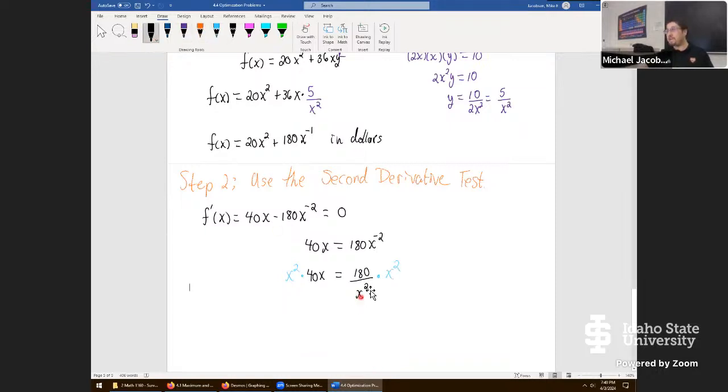And what will happen is on the right-hand side, x squares are gone. You just get 180. On the left-hand side, x squared combines with x. We now have 40x cubed. So that massively cleans up this equation right here. It's a complicated looking one. Some people might have done this differently and just taken this and multiplied the whole thing by x squared. You'd get the same exact effect.